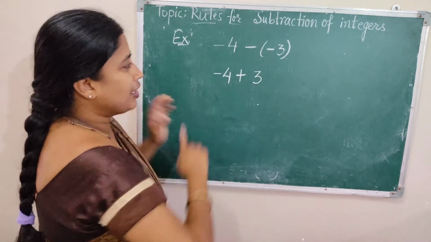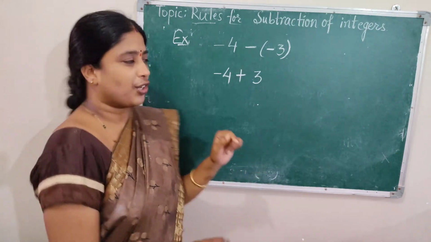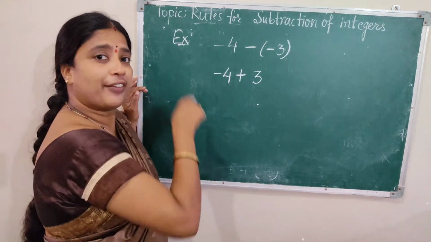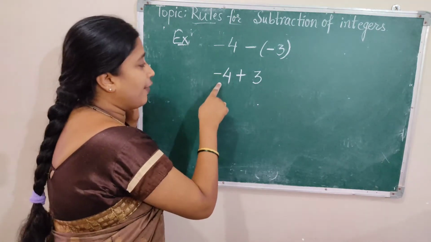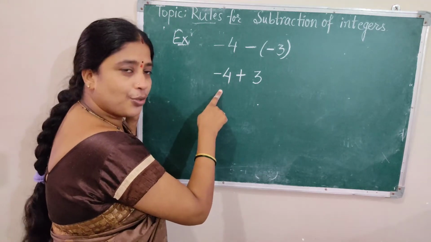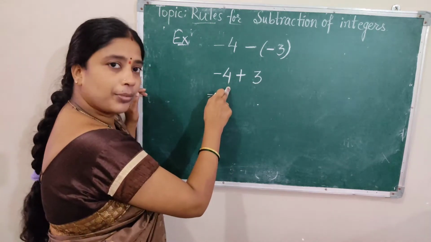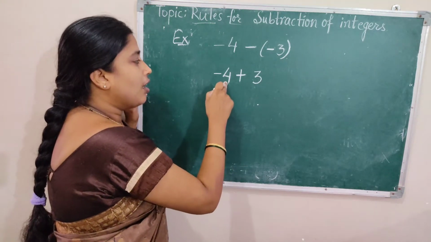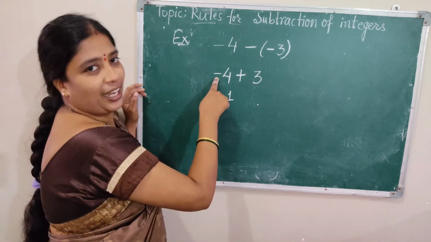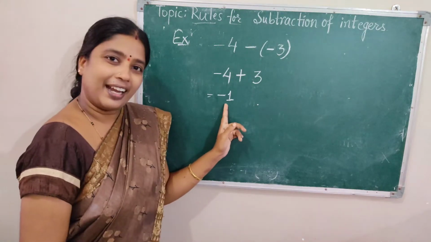Now after you do this, you have to follow the same rules for addition of integers. According to the rules of addition of integers which we discussed in the previous video, if one number is negative, other number is positive, then what we have to do? We have to subtract the smaller number from the bigger number. So here 4 minus 3 will be 1 and put the sign of the bigger number. The bigger number has negative sign, so the answer will be negative 1.